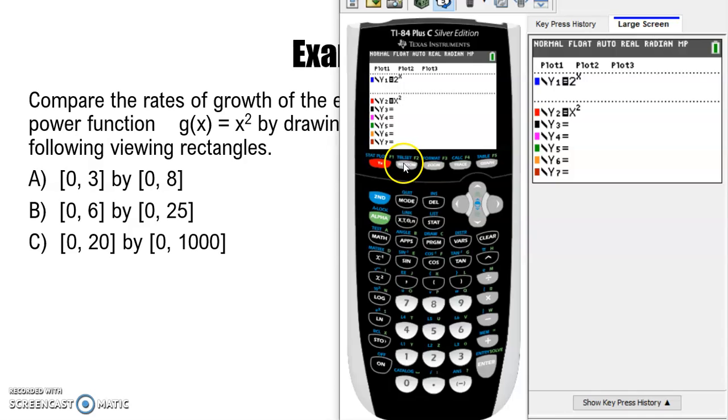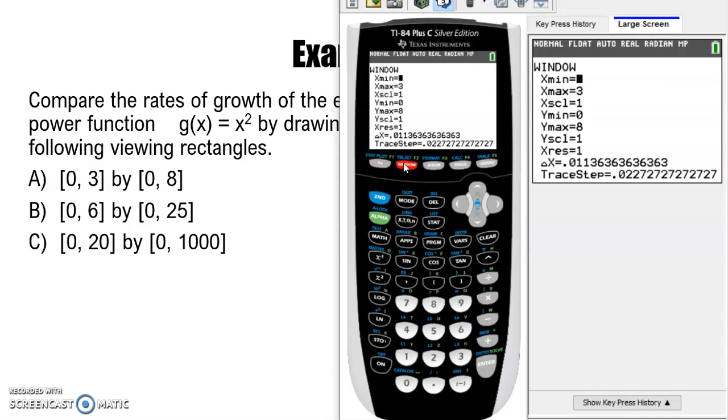So if you press the window button, okay, and I already put the first one in here. The first talks about the min and max for your x values, because that's what comes first here. So you'll notice my x min is 0, my x max is 3. Okay, I skip x scale, then the y min is 0 and y max is 8. So I just go in order of what they gave me here. And now I can look at my graph.